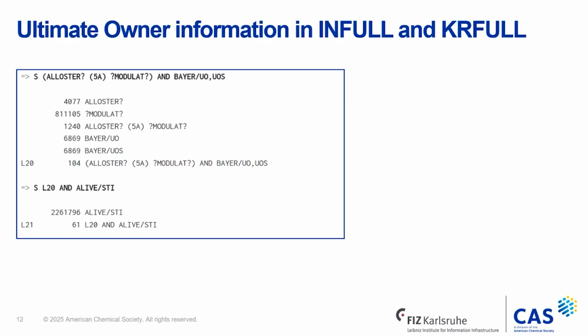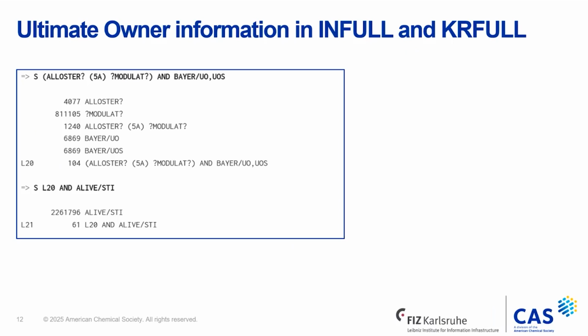I'm just going to show some examples of how we might access that and use it. I went back to our allosteric modulator concept. In this case, I'm just going to look to see if I can find any documents with that concept assigned currently, ultimately, to Bayer in either the ultimate owner or the ultimate owner standardized field. When I do that, we get our answer set L20, which gives us those documents with that ultimate owner designation. We can look at these now.